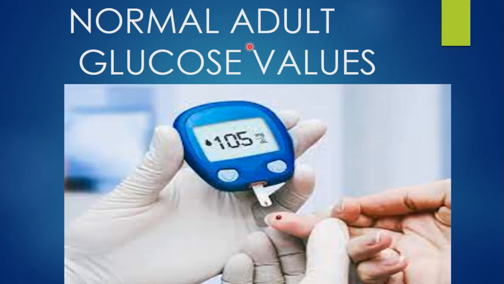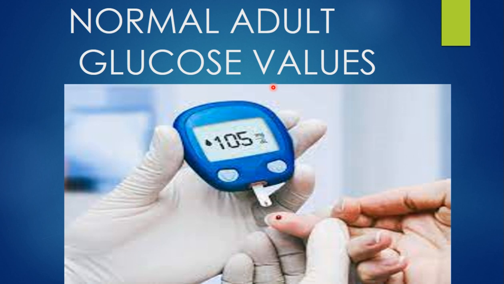Let's discuss the normal adult glucose values. So what is glucose? Glucose is a monosaccharide found in fruits and is formed from the digestion of carbohydrates and the conversion of glycogen by the liver.